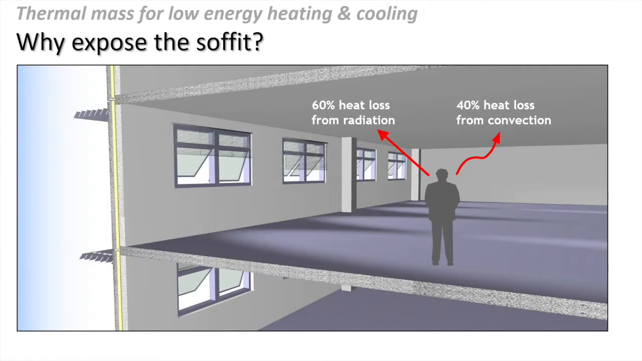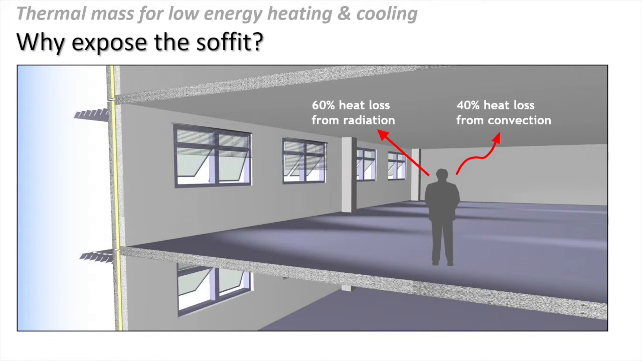So why do we use exposed concrete soffits? Well, we lose about 60% of our body heat by radiation, and in order to be able to do that effectively, we need to be able to physically see other surfaces around us which are cooler than we are, because of course heat travels from hot to cold. Now the soffit is ideally placed for that.